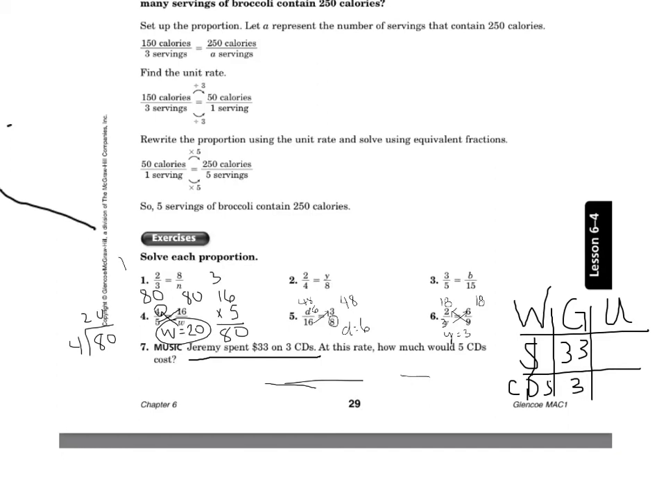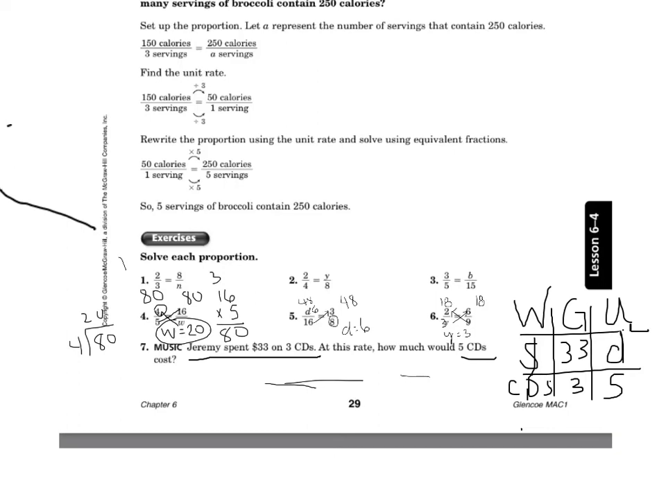Okay, at this rate, how much would 5 CDs cost? So where are you going to put 5? Up here with the money or down here with the CDs? It's 5 CDs. It needs to go here. So we don't know what this is. You know what I'm going to put there? I'm going to put a D for dollars. Ooh, that was super sloppy. D for dollars. Put a nice D.